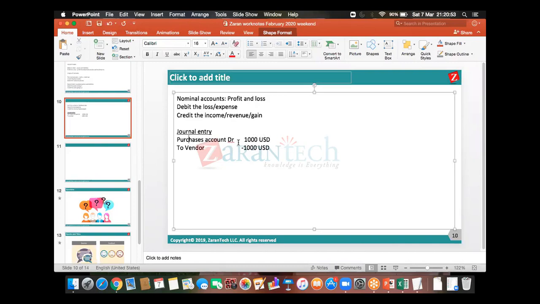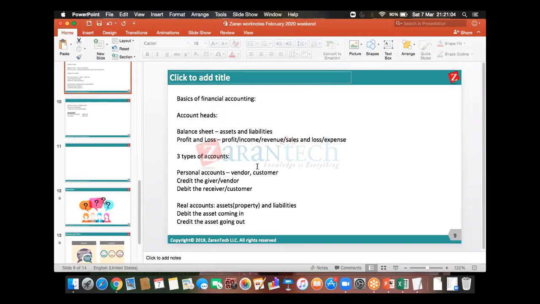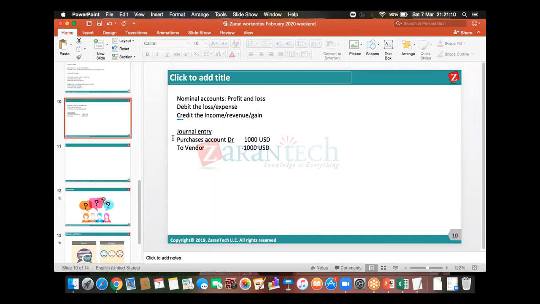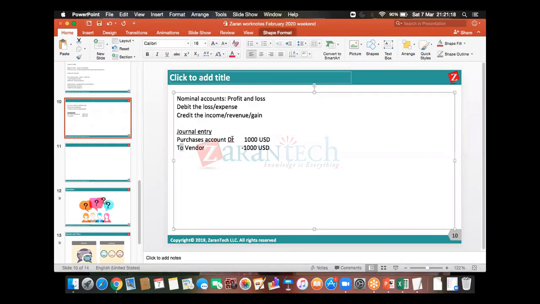Now on the credit side, I purchased this material, but from whom? From so-and-so vendor. That vendor is a personal account. I'm getting it on credit basis from the vendor, so he has to be credited. So vendor, on the credit side, I'm giving CR. CR indicates it is a credit, DR indicates debit. Any credit amount should be balanced with the other line item. So here it is positive sign, here it is negative sign. Both are balanced. Credit amounts will have minus.